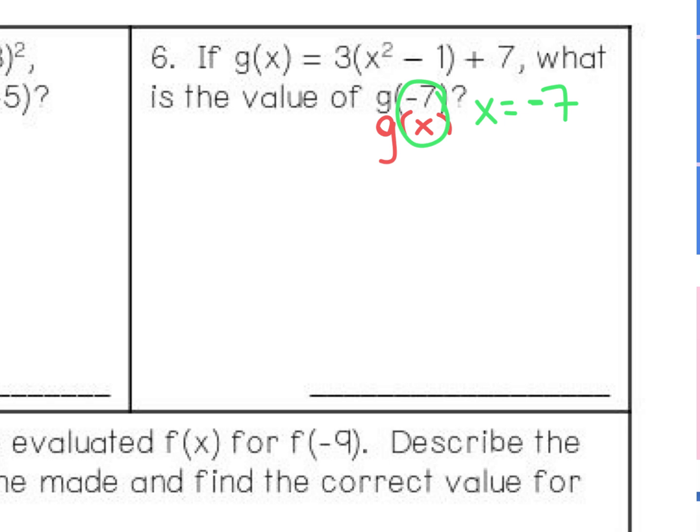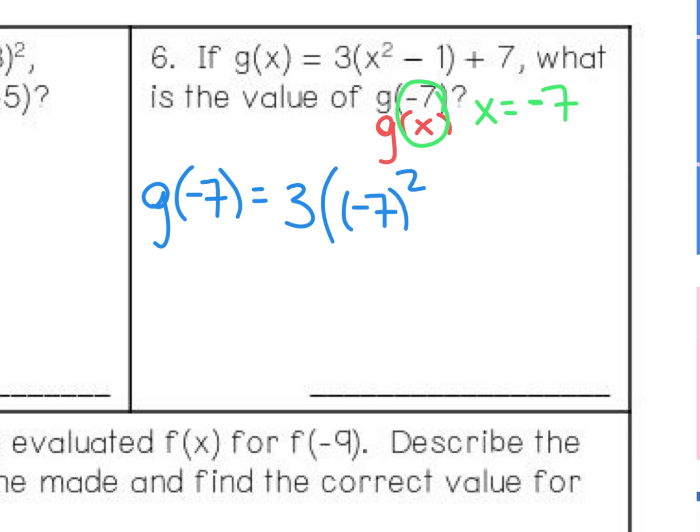So when we write this out, we're going to write g of negative 7, because that's what we're putting in place of x: 3 parentheses. What am I putting in place of x? Okay, when you put this in your calculator, you're going to have to use 2 sets of parentheses. When we square something, we have to put it in parentheses. Minus 1, close parentheses, plus 7. So let's see what we get there. 151. Very nice.